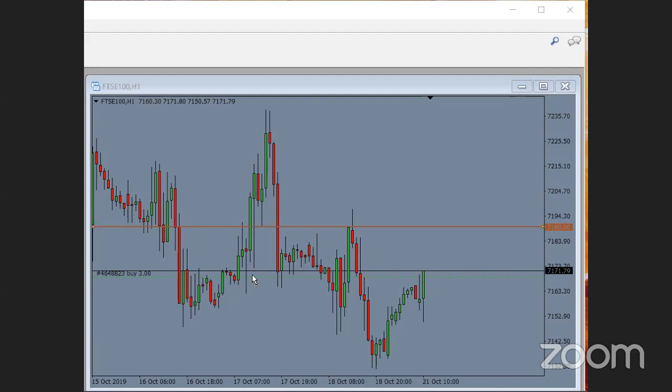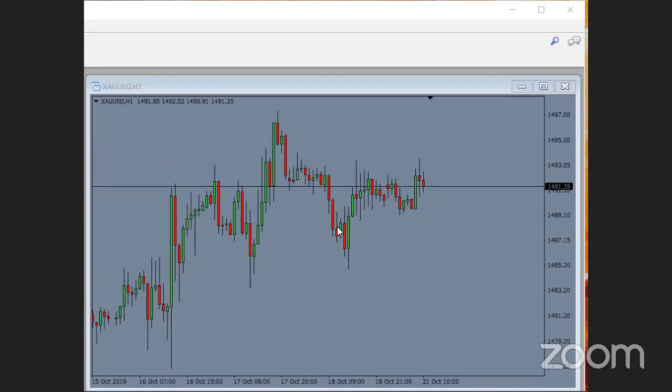So let's just check some other barometers as well, just to have a look at the state of play in the rest of the world, which always does drive the FTSE as well. This is gold.